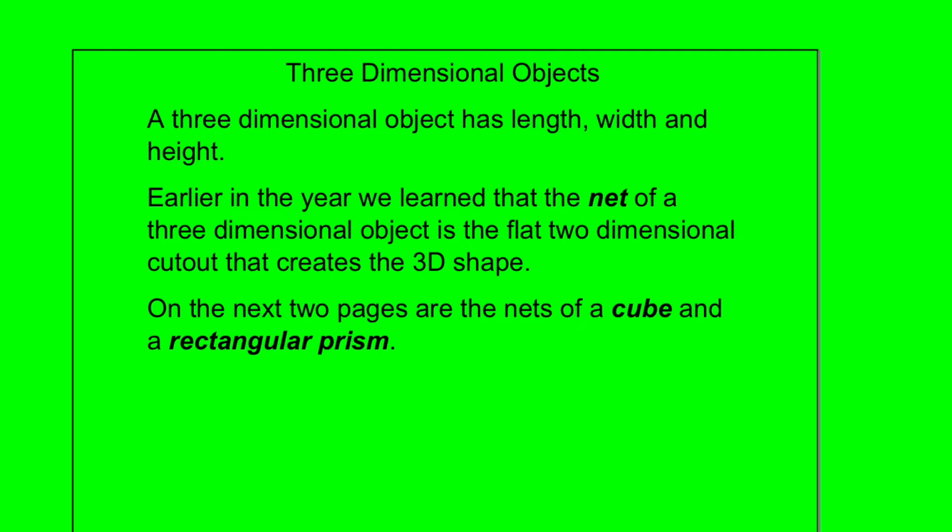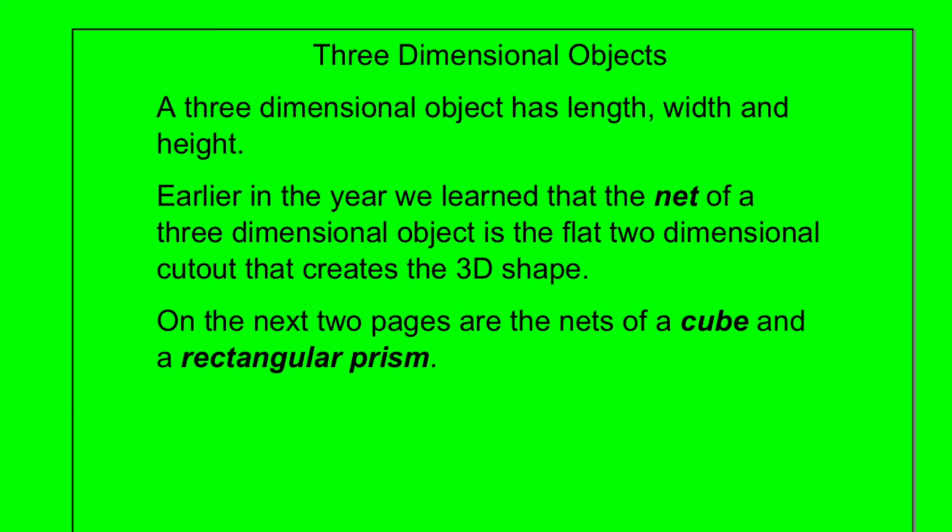So just as a little reminder, a three-dimensional object has length, width, and height. So it has depth. Now, earlier in the year, we learned that the net of a three-dimensional object is the flat two-dimensional cutout that creates the 3D shape. So the net are the two-dimensional shapes that create the three-dimensional shape. Now, on the next 2 pages, let's take a look at a net of a cube and a rectangular prism.